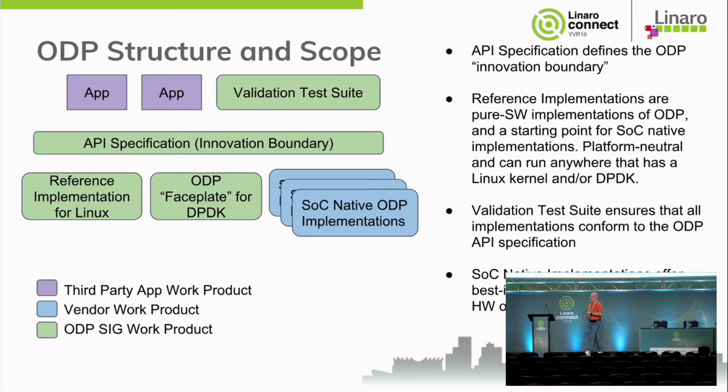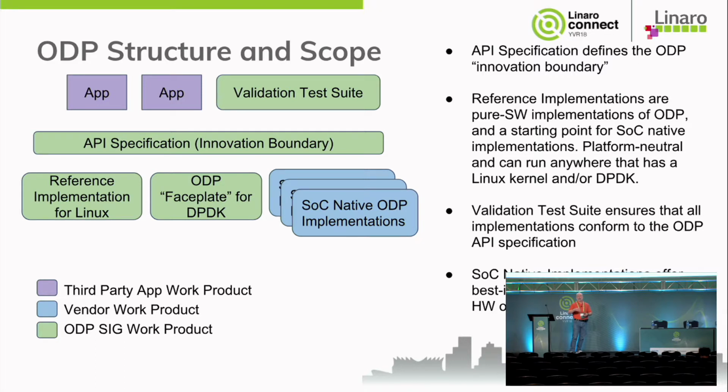So if we look at the structure and scope of ODP, there are really a number of different components associated with this. The objects in green here are really the work product of the ODP project itself. So this includes the API specification, which is the innovation boundary, and reference implementations, which are pure software reference implementations of ODP that are used to serve two purposes. One is they give a concrete example of how these APIs can be implemented. And secondly, they provide a platform-neutral starting point for anyone who wants to do a customized, accelerated implementation of these APIs. So typically, since these are written just to run on Linux, if you have a Linux kernel on your SoC, you can be up in an afternoon with this running on your thing, even if it's a completely different architecture or has something very different.